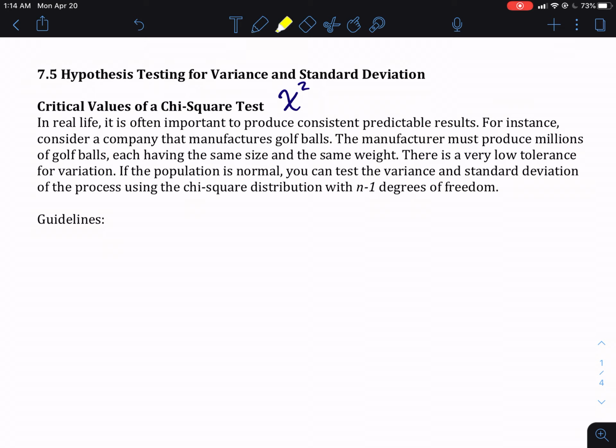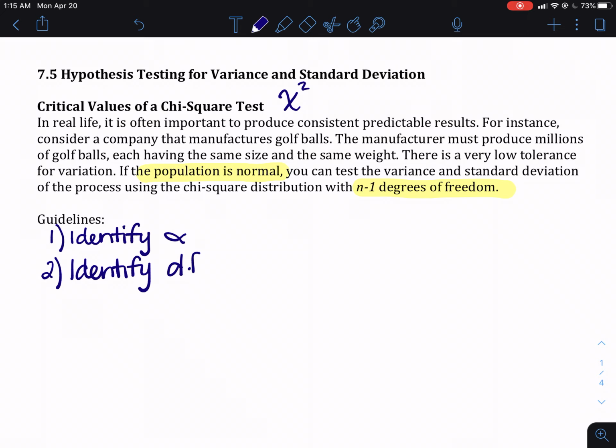So we have two key things here. Our population has to be normal, and again, we're going to use n-1 degrees of freedom. So when we're finding our critical values, we have our steps. First thing we always want to do is identify alpha. And then we're going to also identify the degrees of freedom. And remember, we use n-1 to find that.